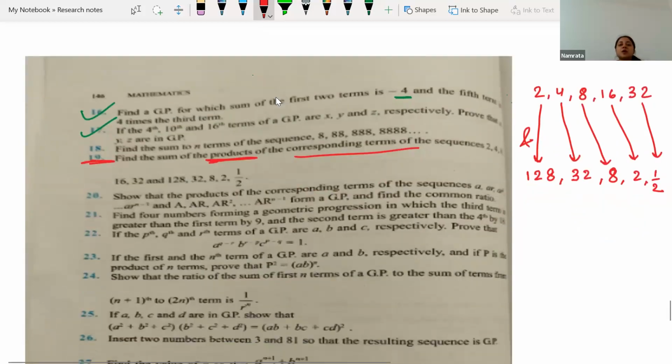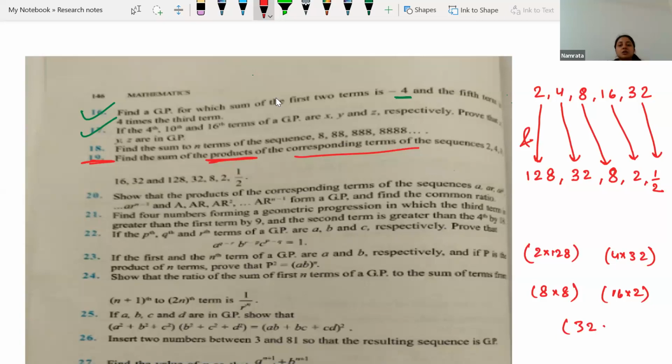So product of corresponding terms, that means 2 into 128. The next is 4 into 32. Then 8 into 8. Then 16 into 2. And 32 into 1 by 2. These are the products of corresponding terms of the given sequences. Now what we have to find? We have to find the sum of all these. Are you getting it?